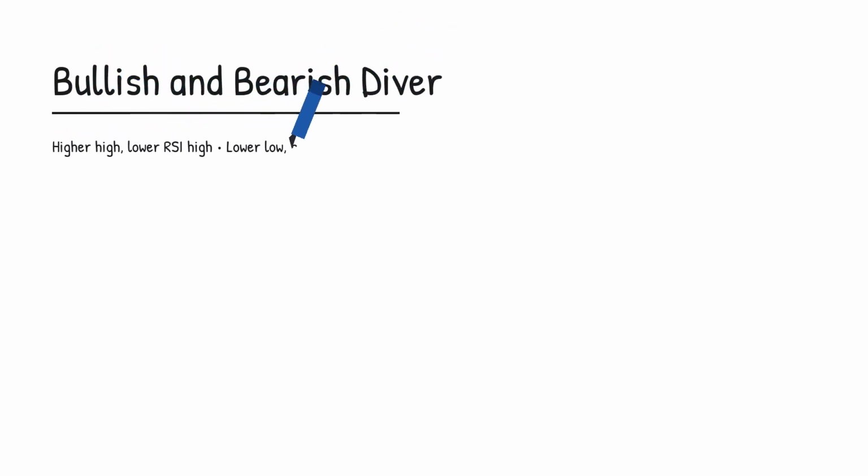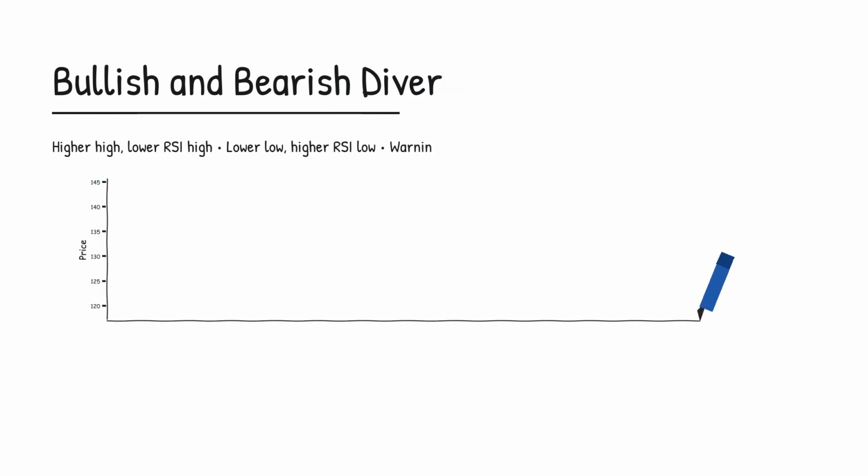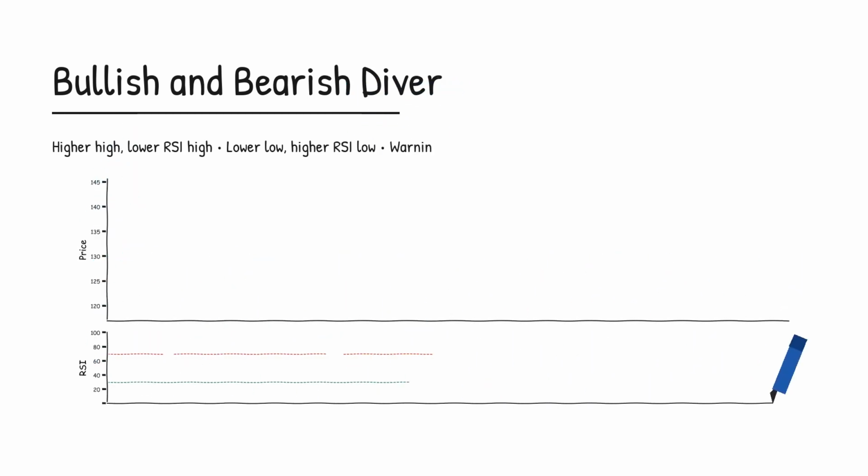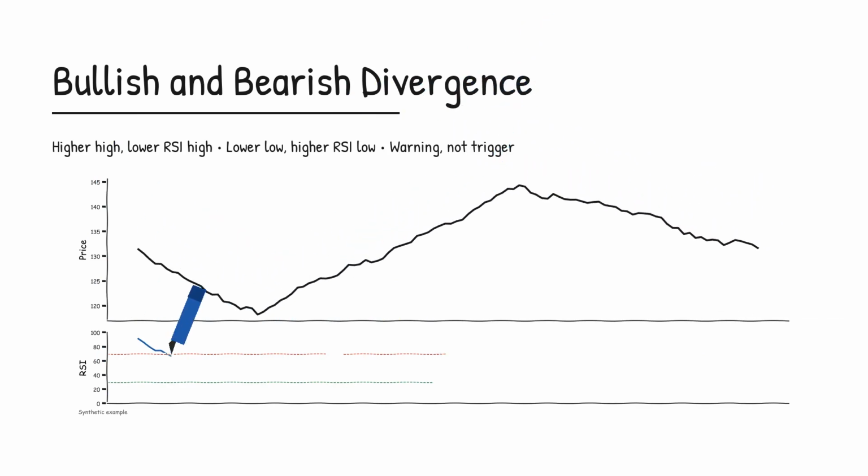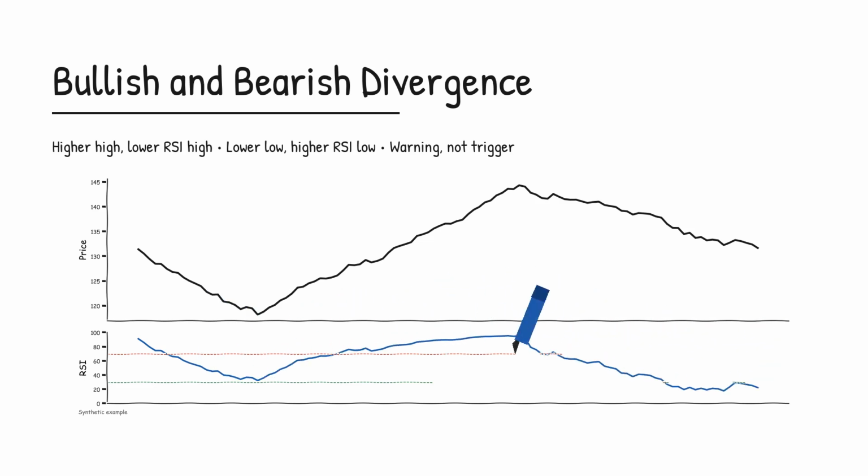Divergence is where RSI earns its reputation. Bearish divergence. Price prints a higher high, but RSI prints a lower high. Buyers are losing thrust. Bullish divergence. Price prints a lower low, but RSI prints a higher low. Sellers are exhausted. The key is that divergence measures momentum decay before price confirms. It is a warning, not yet a trigger.